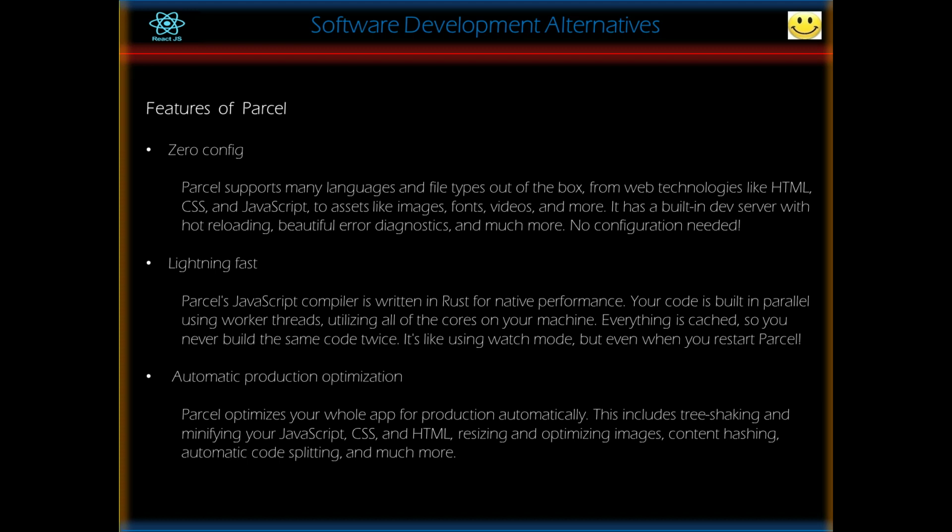Lightning fast. Parcel's JavaScript compiler is written in Rust for native performance. Your code is built in parallel using worker threads, utilizing all of the cores on your machine. Everything is cached, so you never build the same code twice. It is like using watch mode, but even when you restart Parcel.